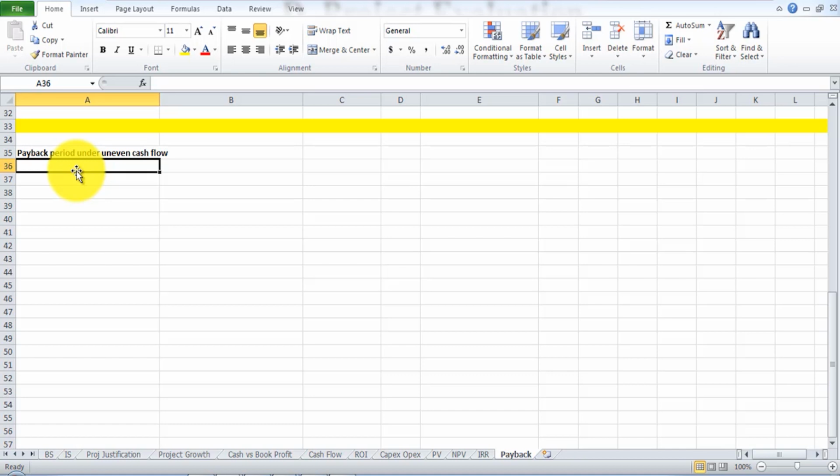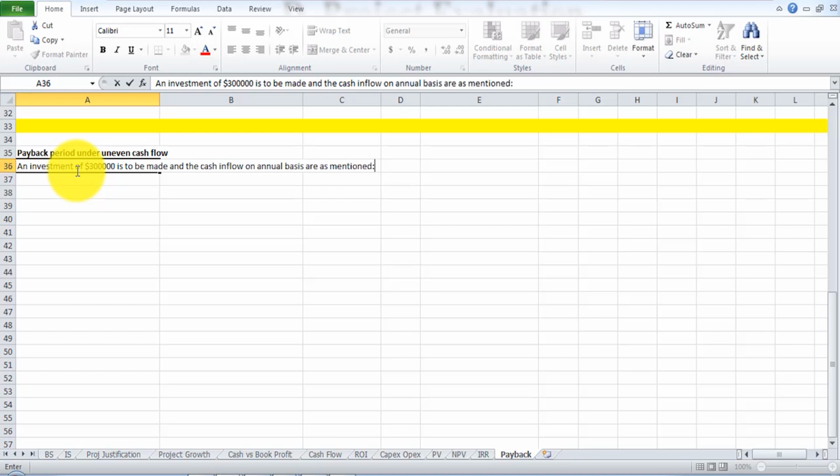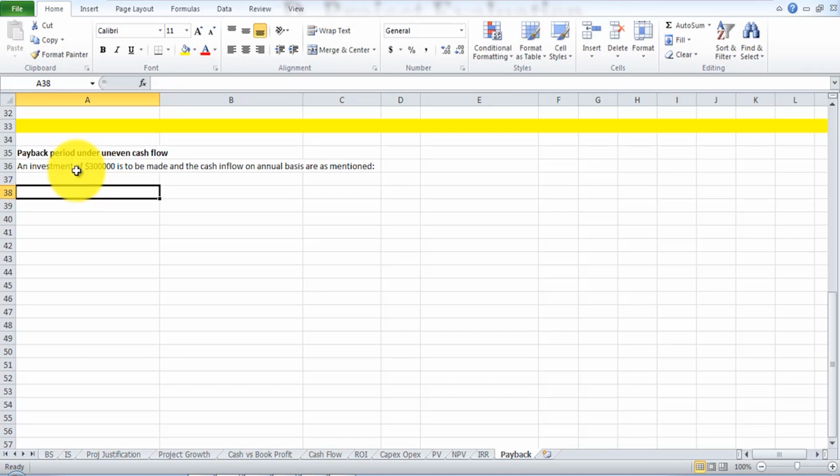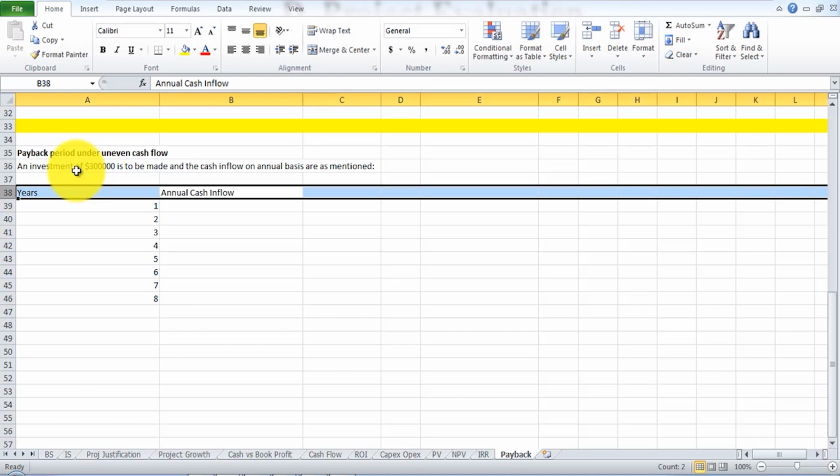So let us look at an example where there's an uneven cash flow. Let's say an investment of $300,000 is to be made, and the cash inflow on annual basis are as mentioned, right? So for years and the annual cash inflow, you have year 1, 2, 3, 4, 5, 6, 7, 8. I think till 8 years should be enough.